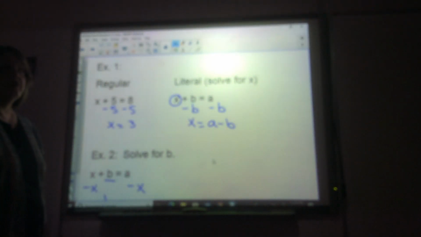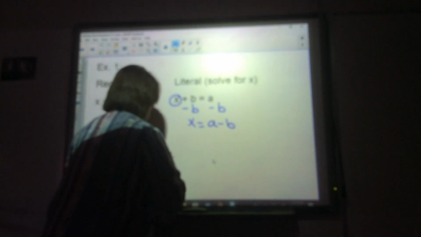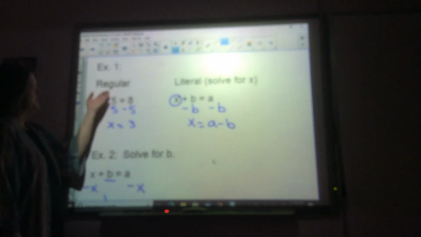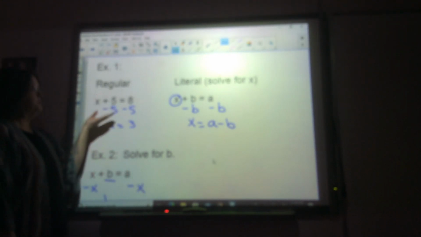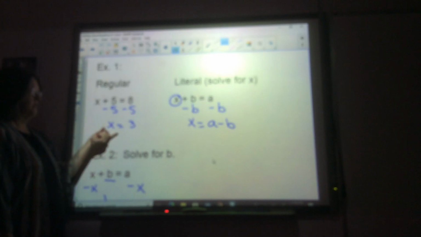Okay, these are literal equations, meaning that we have a lot of variables instead of just one variable, like most of our problems have been. So when you see this one, this is a regular equation that you would do. That's one step. If I wanted to solve for x, x has got 5 with it, so I would subtract the 5 away, and that would give me 3.